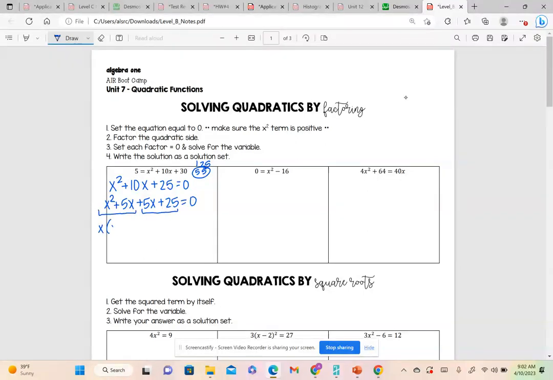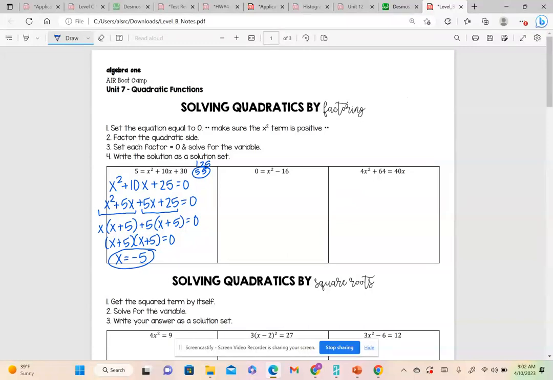GCF of my first group is x, and this is x plus 5. Take that last term, divide by that. 25 divided by 5 is 5. So I have x plus 5 times x plus 5 equals 0. Set them both equal to 0. You get x equals negative 5.